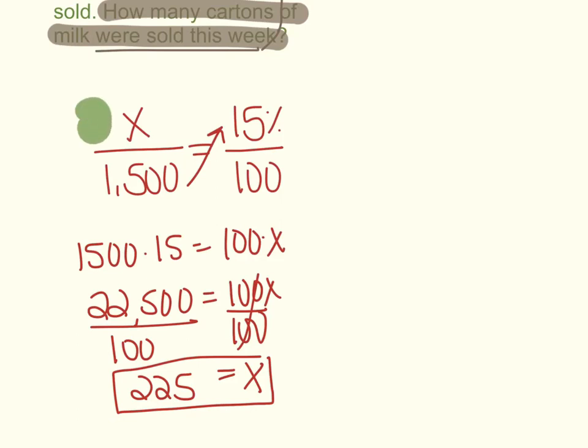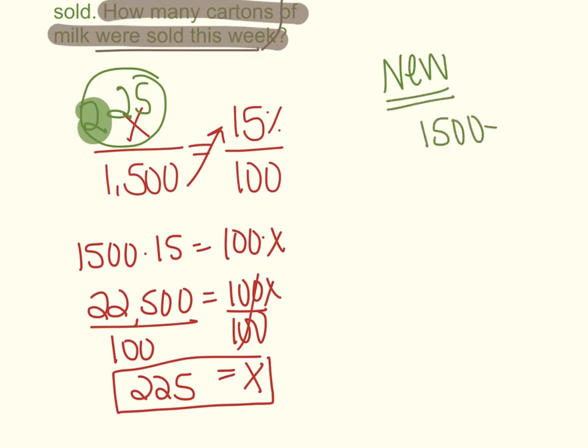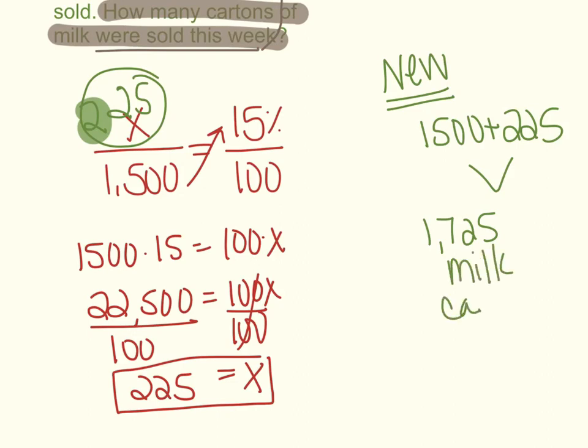This now is filled in here. But if I want to know how many milk cartons were sold this week, my new number actually needs to be 1,500 plus 225. And that will tell me that there were 1,725 milk cartons sold this week.